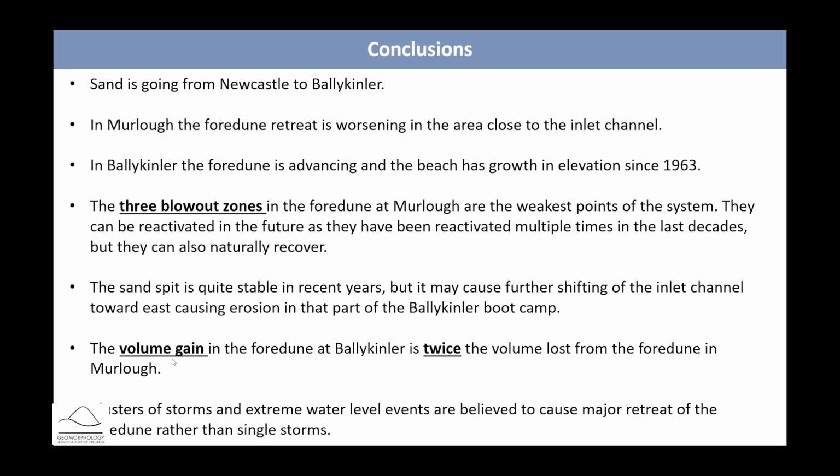The volume gain in the foredune in Ballykindler is twice the volume lost from the foredune in Marlow, so part of the sediment is probably coming also from other areas, probably the ebb tidal delta, or probably also from submerged areas in the bay. We also have seen that clusters of storms and extreme water level events combined together are believed to be the main cause of the major retreats in the foredune, rather than the effect of single storms.